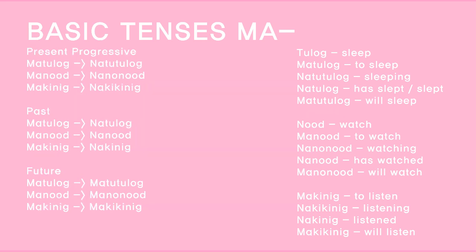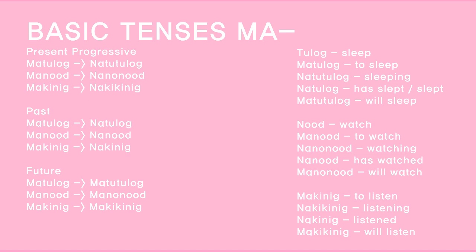So, I'll put them together. Okay? Present or present progressive, actually both, is natutulog, nanonood, nakikinig. As you can see, it has na at the beginning and then we say the first syllable twice. So tulog becomes tutulog, natutulog, nanonood, nakikinig. Okay? Past is just natulog, nanood, nakinig. So it's just na.